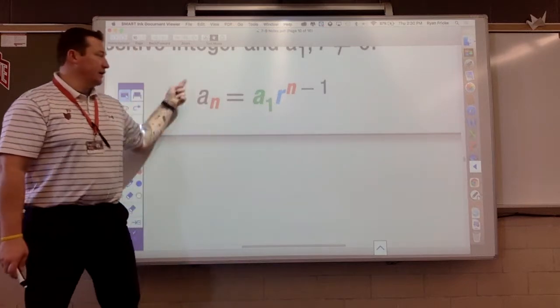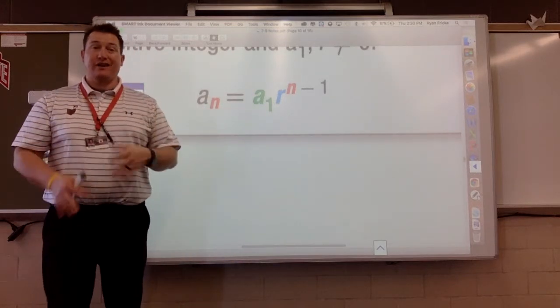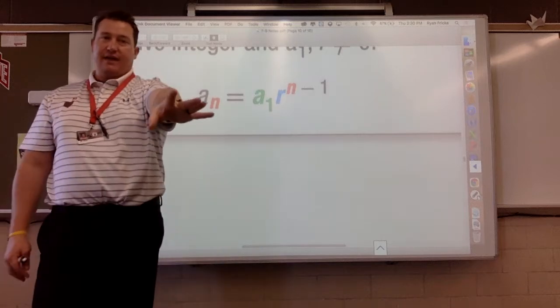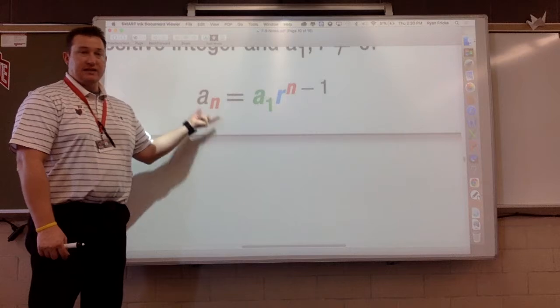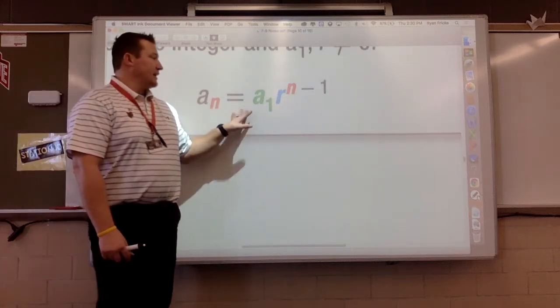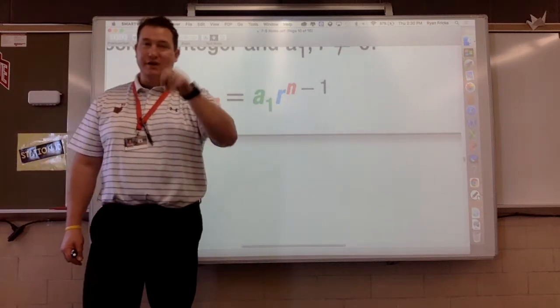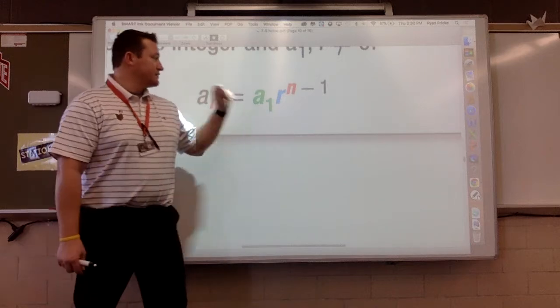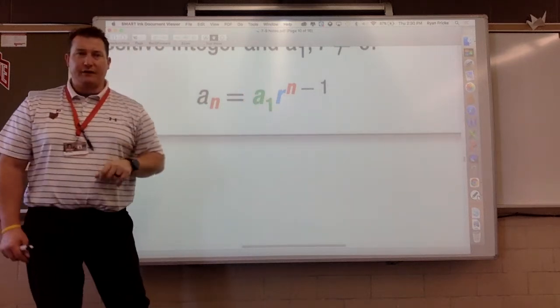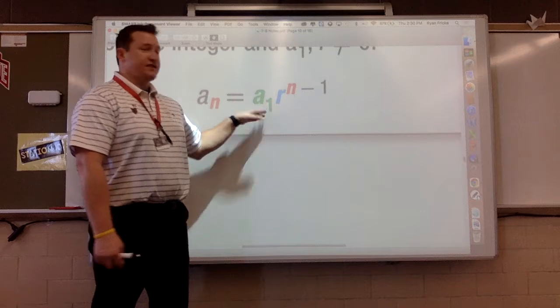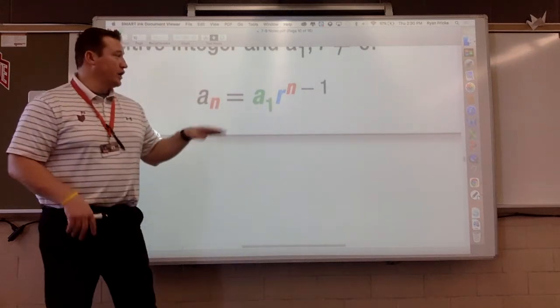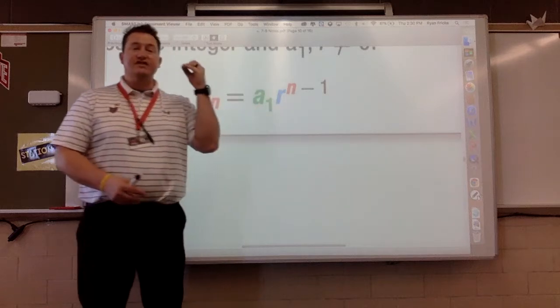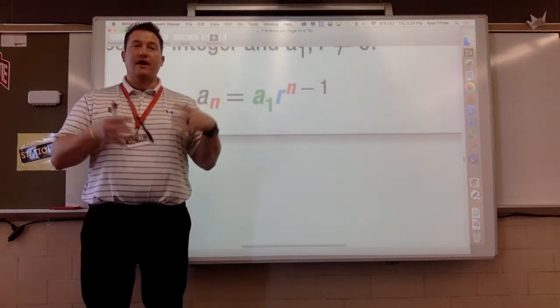The nth term, here it is. This is the term I'm trying to figure out. Hey, I want you to find the 28th term, the 72nd term, right? We would say A28, A72, okay? Equals A1, the first term of our sequence. R, that's our good friend, the common ratio we've been finding. N is just the term number we're trying to find.